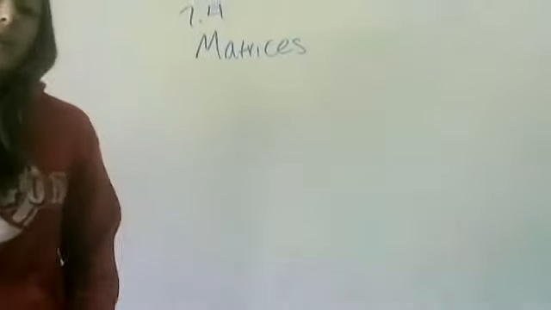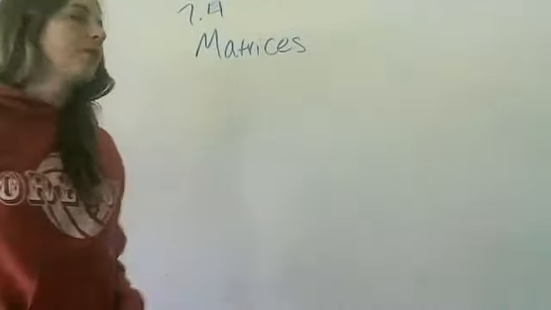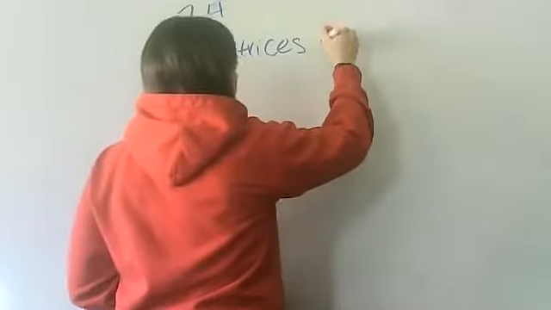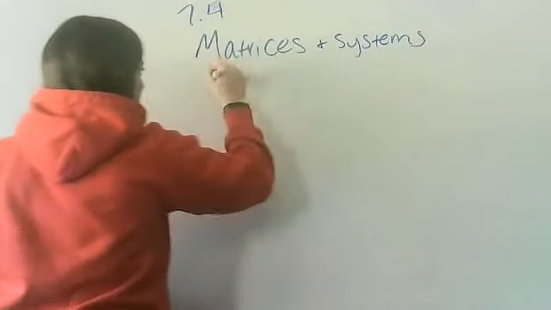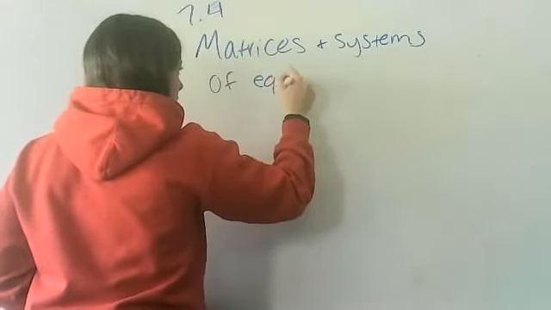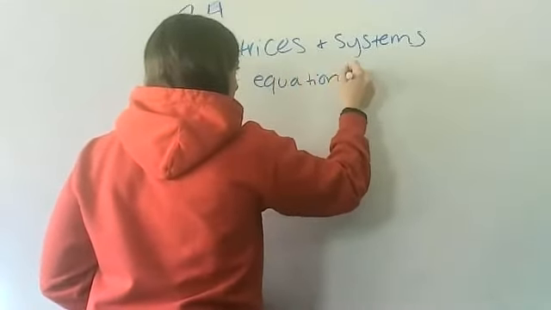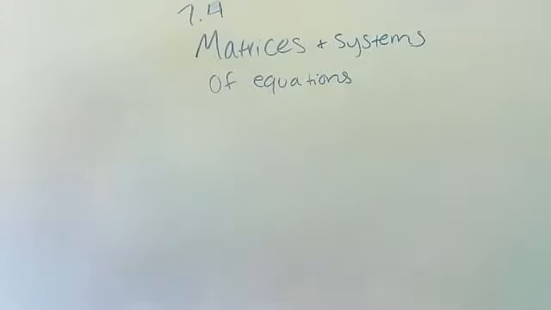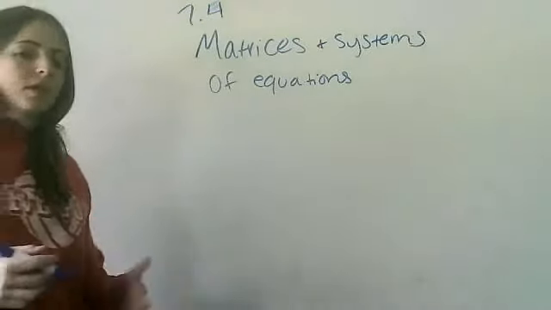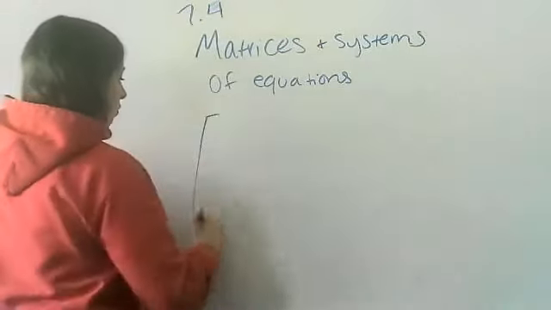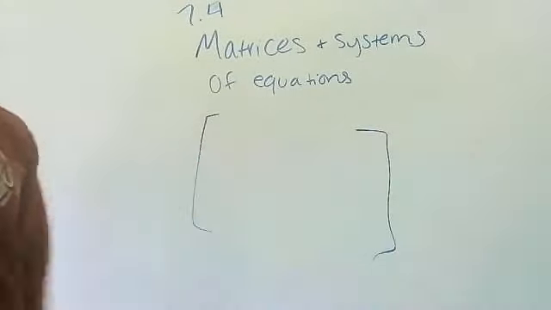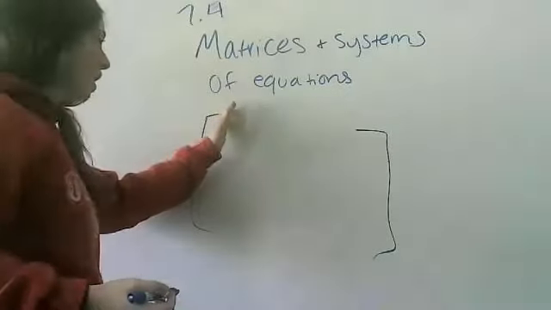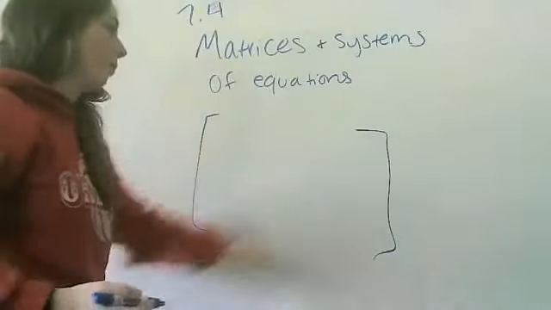All right, so we are on 7.4, which is basically all things matrices that go along with systems of equations. Okay, so first off, what even is a matrix? A matrix will look like this, and we'll have terms throughout the middle of this. They're always spaced out row by column.